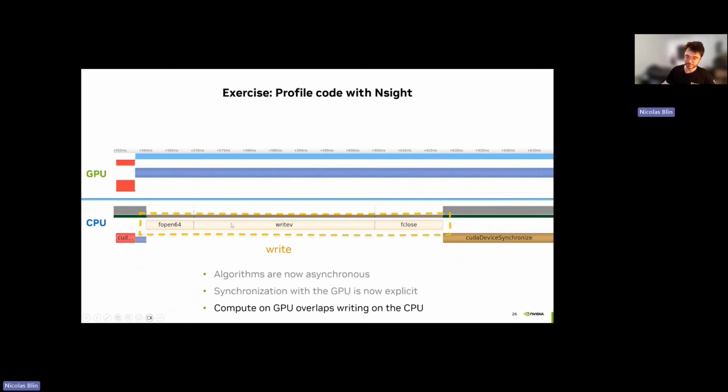The cool thing with all this time taken by the GPU to do the computation is that it allowed us, because now it's asynchronous, to do the input-output writing in the meantime. This is the CPU timeline, and we can see here that the write to disk is happening. We're doing an fopen to open the file, a write to write to the file, which is disk input-output, and finally closing the file.